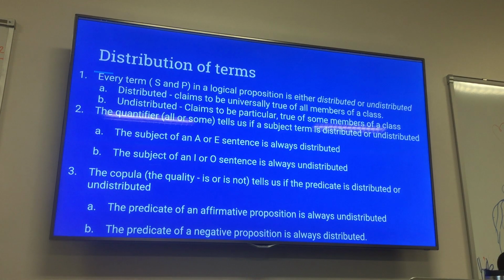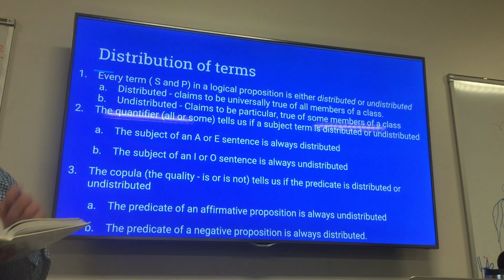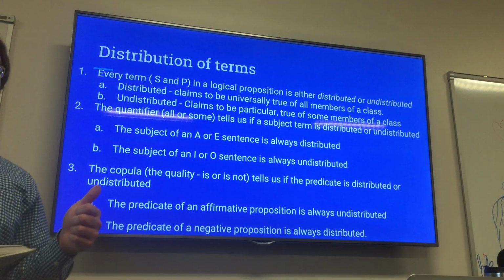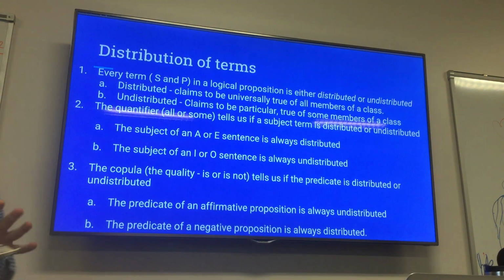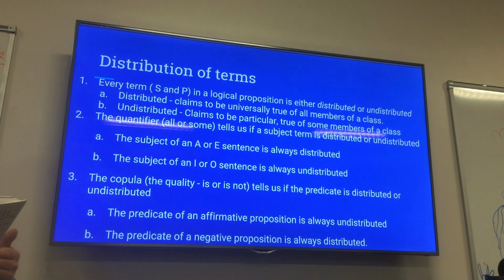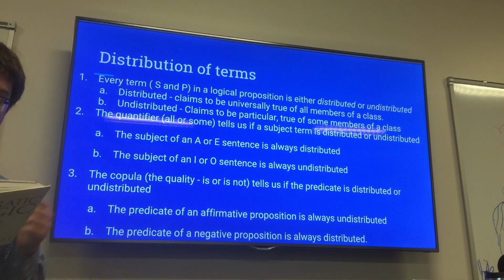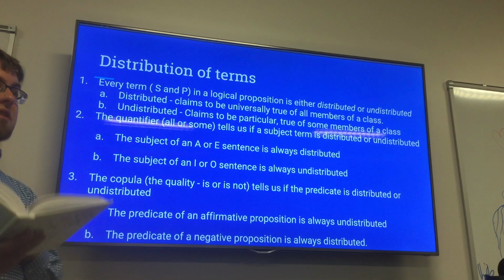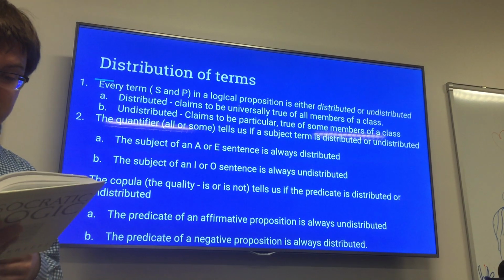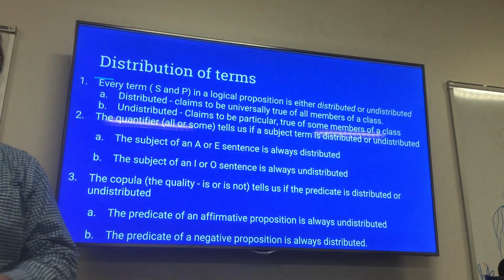Next to the A pattern, we have all S is P, where S has a D and P has a U next to it. D stands for distributed, U stands for undistributed. In the E pattern sentence, no S is P, S is distributed and P is distributed. You've got the I pattern, some S is P, where S is undistributed and P is undistributed. You've got the O pattern sentence, where some S is not P, where S is undistributed and P is distributed.